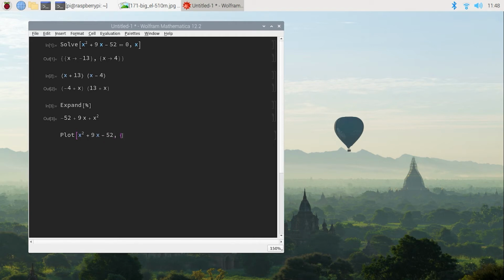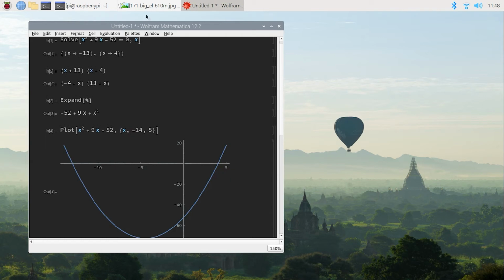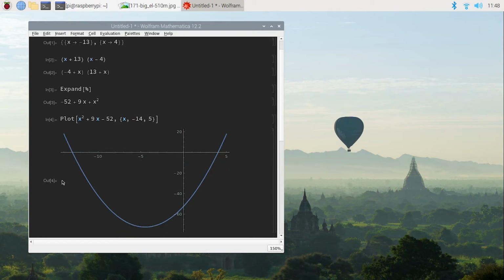So I'm going to plot this in terms of x, let's say from minus 14 up to plus 5. So this should capture the region where the curve is going through 0. And if I hit Shift-Enter, there's our function. And you can see here that at x equal to minus 13, the value of our function is 0. And at x equal to plus 4, the value of the function is also equal to 0. So that's how we can use Solve and Plot together to find the roots of a quadratic equation. And there are more sophisticated equations that you can put in, and Mathematica does a really good job of finding those roots.